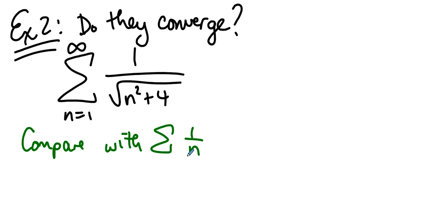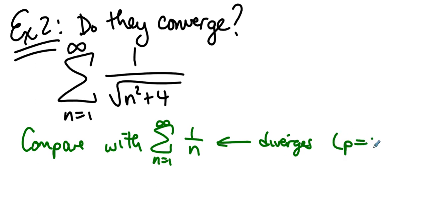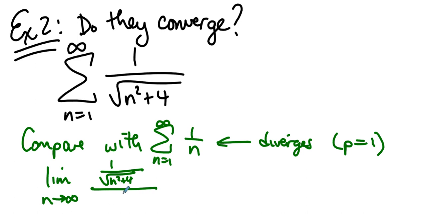with the sum of the 1 over n's. Do we know what this does? Sure, it diverges. It's the harmonic series. P is 1. And 1 is not greater than 1. So the harmonic series diverges. So then it just remains to show that the limit as n approaches infinity of our series over the series we want to know about is any number other than 1. I'm sorry, other than 0.